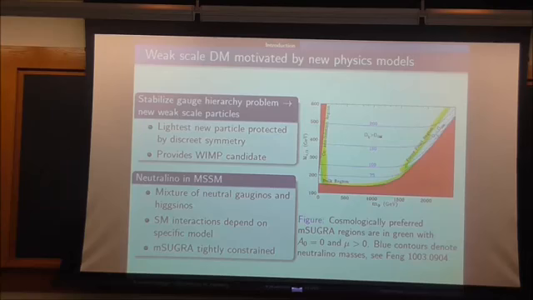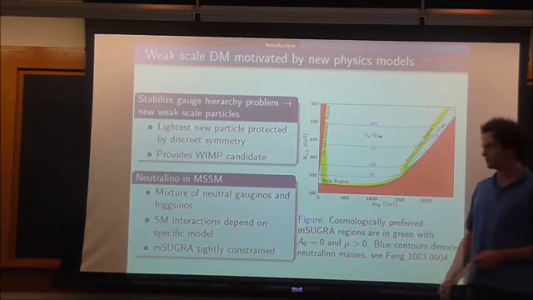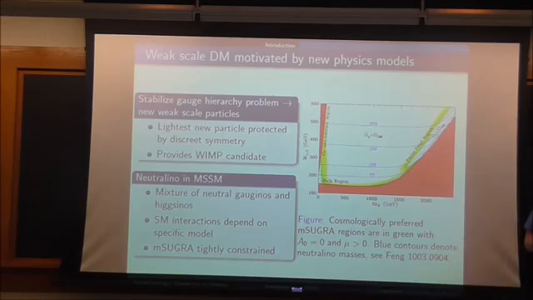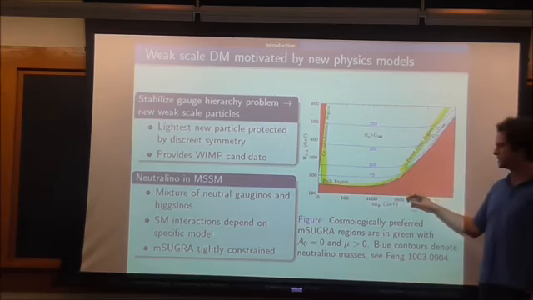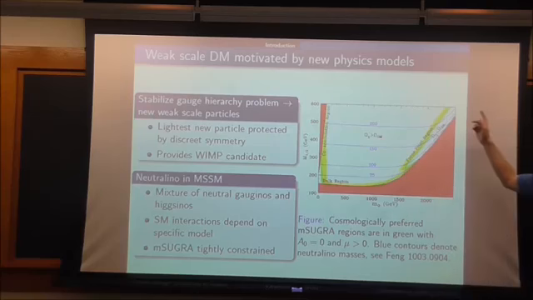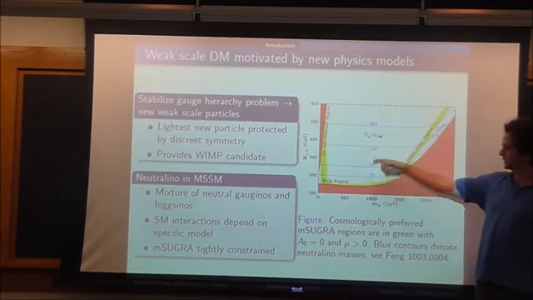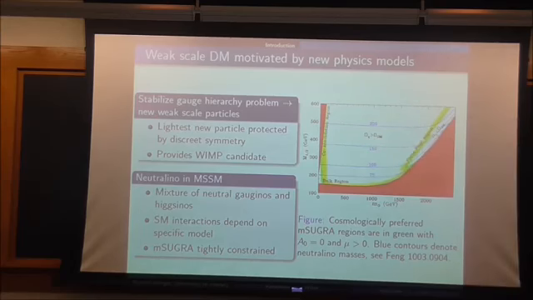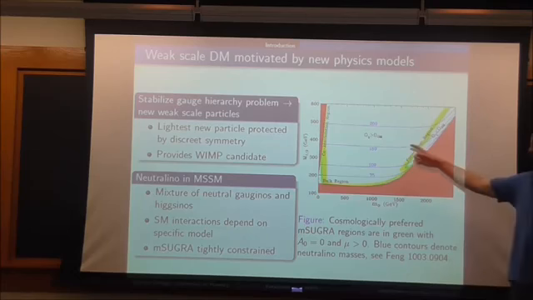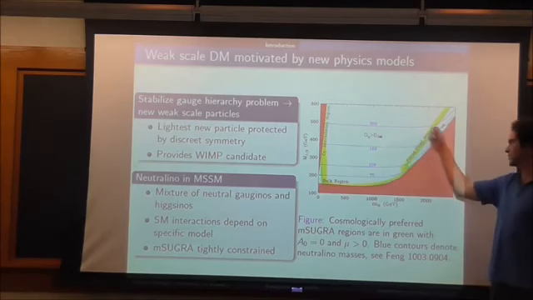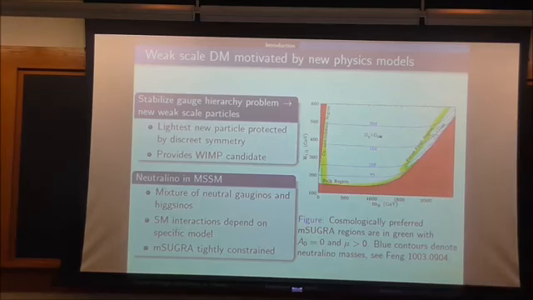In the MSSM in particular, you'll typically have a mixture of gauginos and Higgsinos, and depending on where you are in the MSSM, you get different interactions. For some set of soft SUSY breaking parameters, you get pictures that look like this. The green bands are where you're getting the right relic density. The blue contours are your neutralino mass. So basically you're seeing that you get weak scale neutralinos as you cross the blue contours over the green band, satisfying the relic density.